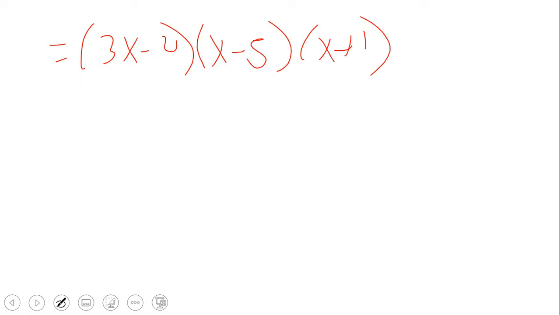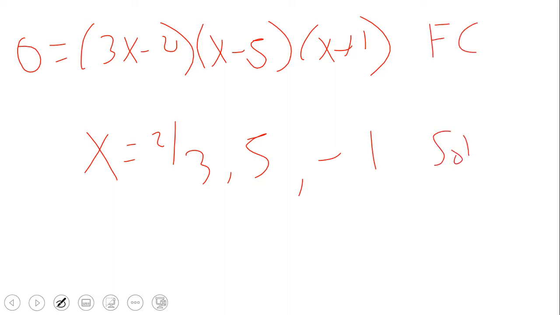If it now says solve, you're going to go ahead and set it equal to 0. Your answers would, of course, be the 2/3 that you were given, positive 5 and negative 1. So again, factor completely versus solve. Make sure that you can do both and make sure you only do each one when I ask for it.